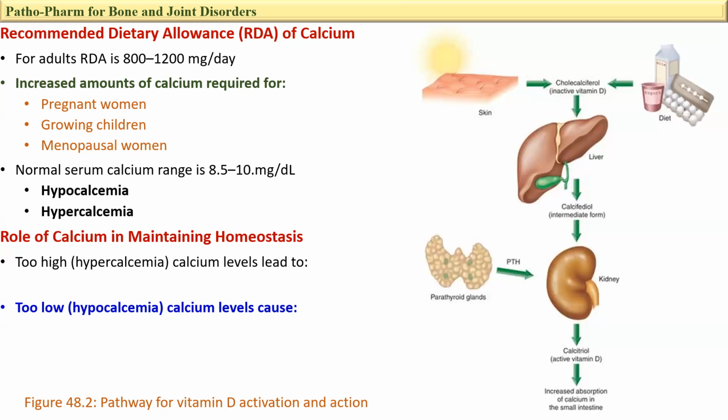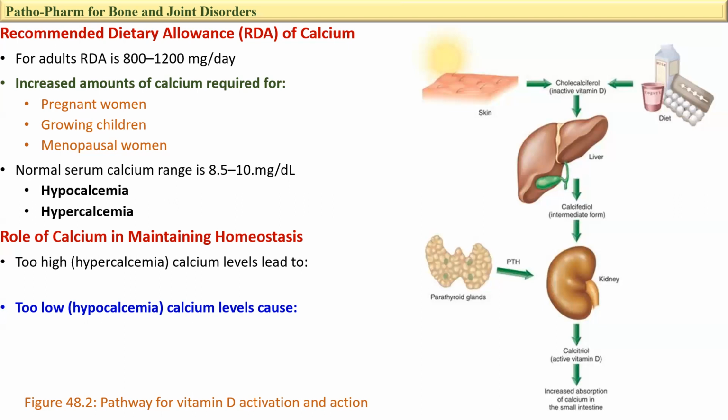up to 5.5 milligrams. So the patient develops hypocalcemia when the serum calcium level drops below 8.5 milligrams, and hypercalcemia is when the calcium level exceeds the highest level, which is 9 or 10 milligrams.